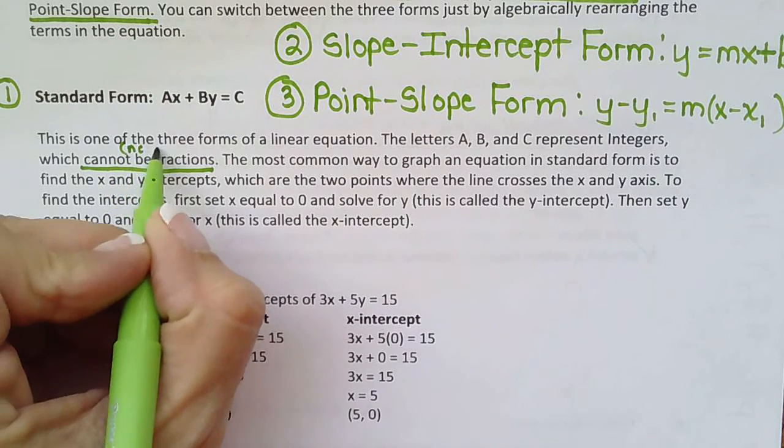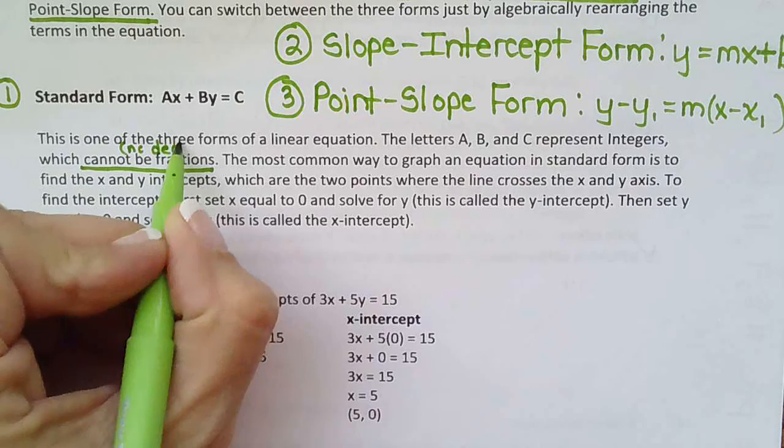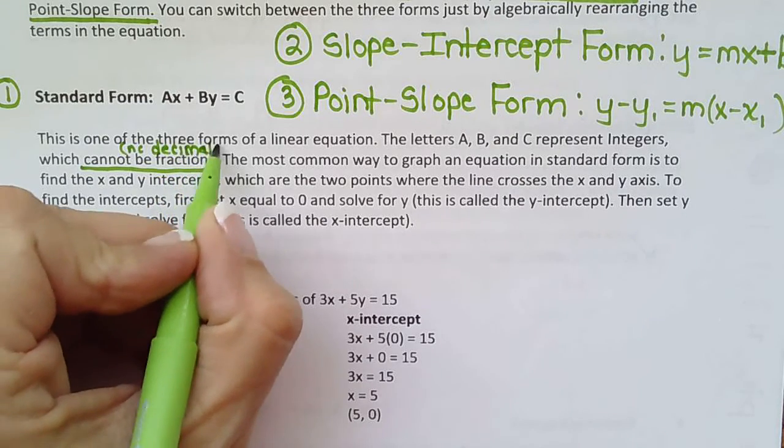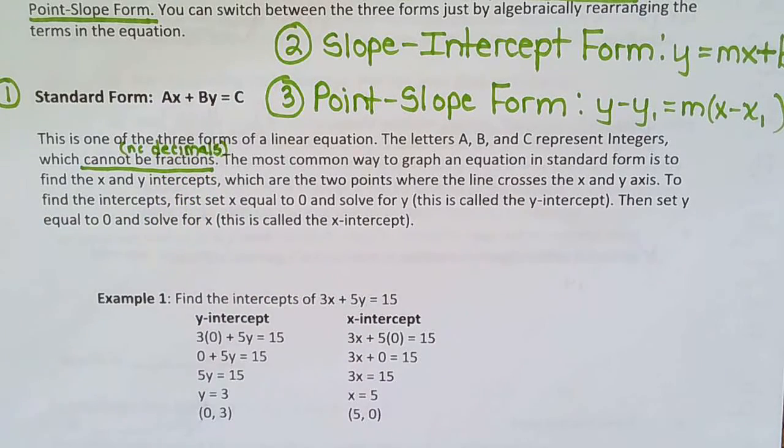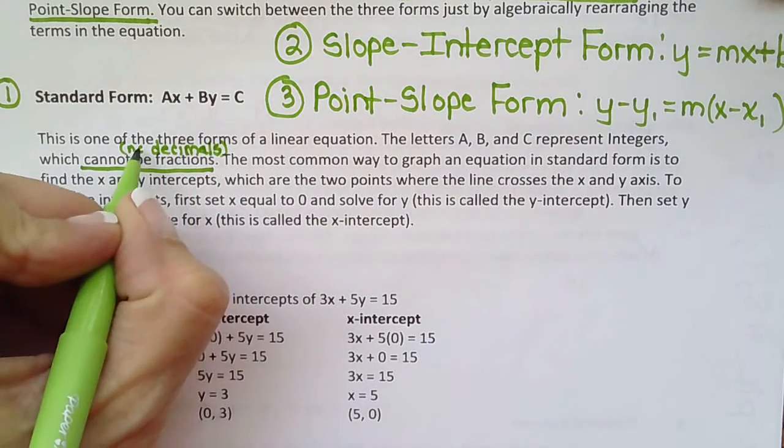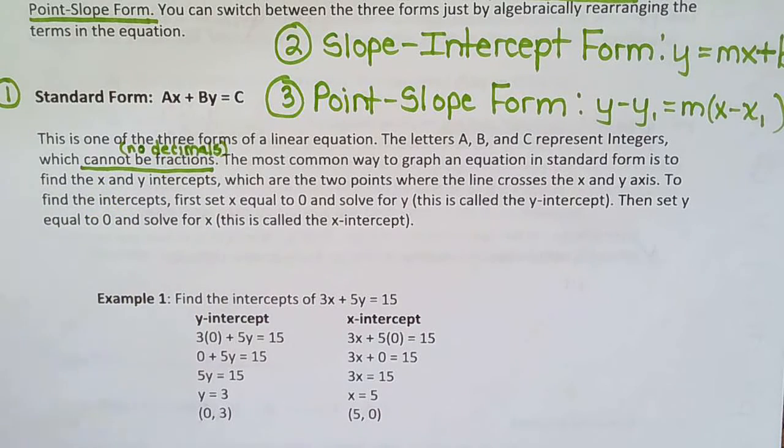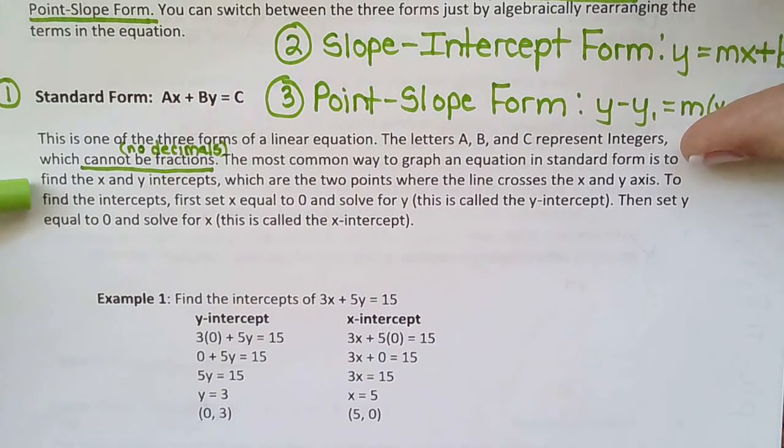It's just right up there, no decimals. I think everybody knows that. Every fraction can be written as a decimal. So when it says no fractions, that means no decimals too. The most common way to graph an equation in standard form is to find its x and y intercepts. And we did that in Module 6.